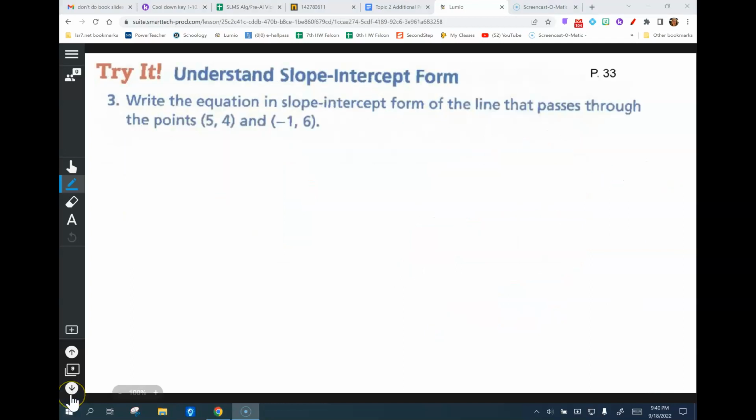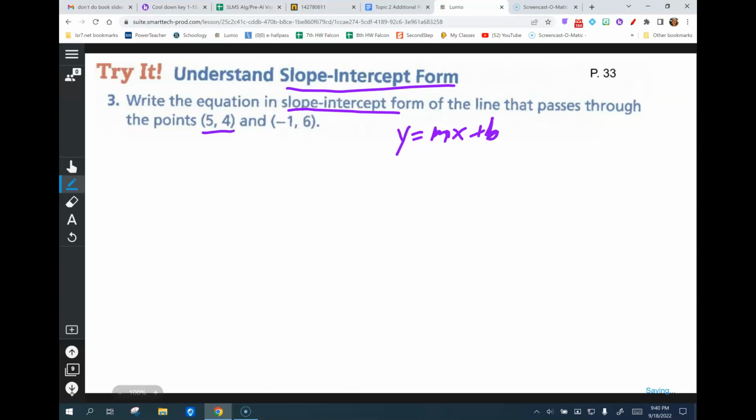Good. Okay, so now we're going to understand slope-intercept even more. We're going to use everything we've learned so far and then some. This is cool. Stay with me. Okay, so let's first write down slope-intercept form. That is y equals mx plus b. So we have to find the slope and the y-intercept, right?